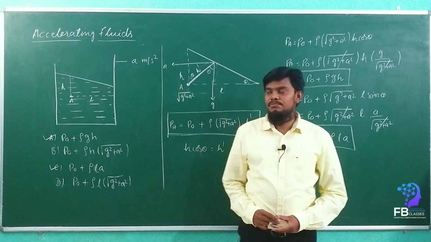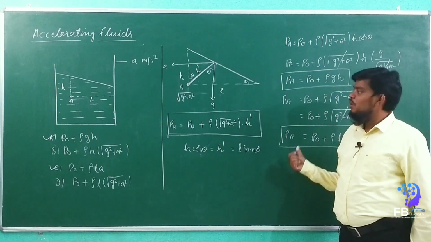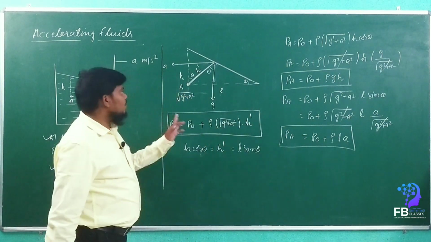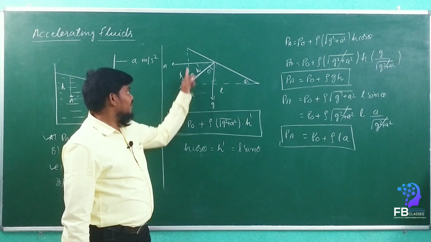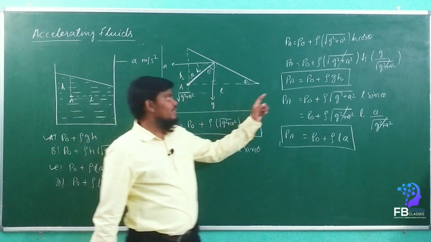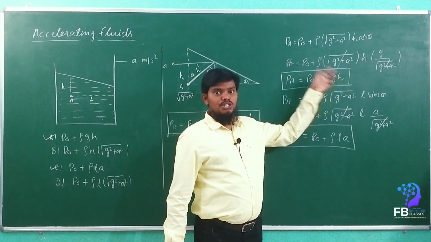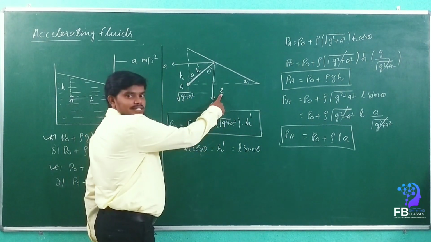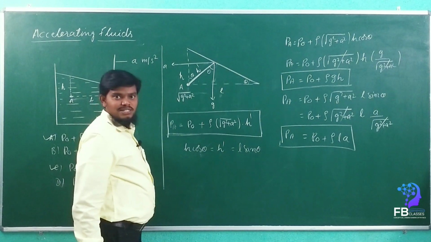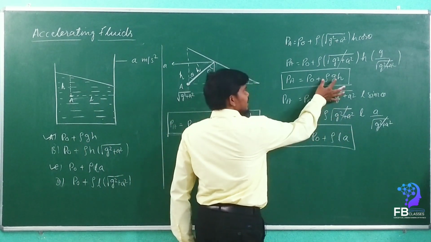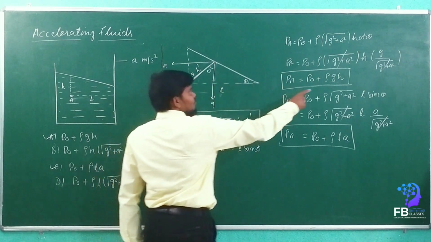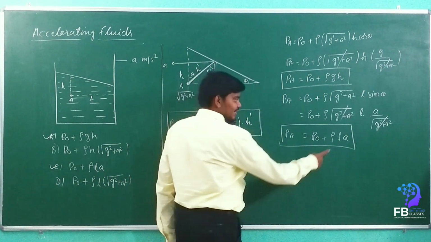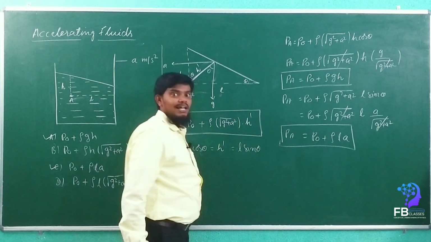By solving these equations, the conceptual understanding here is: if you want to write the pressure vertically downwards, then we can write P naught plus rho g H downwards. If you want to write it horizontally, then we have to take the horizontal direction along with the pseudo acceleration. Here is rho g H, the vertical height with the vertical acceleration. If you want to write horizontally, then it is the horizontal length with the horizontal acceleration.